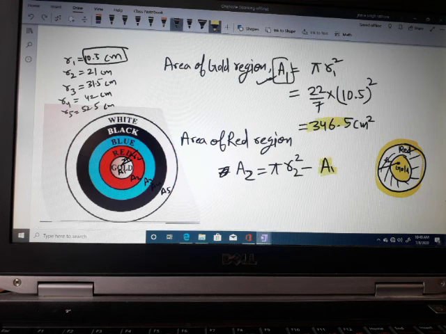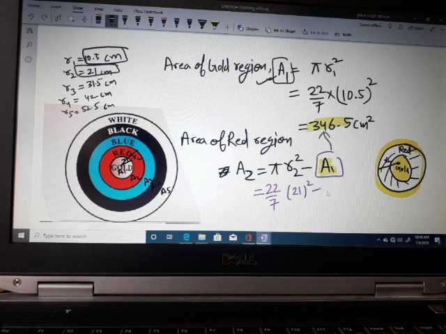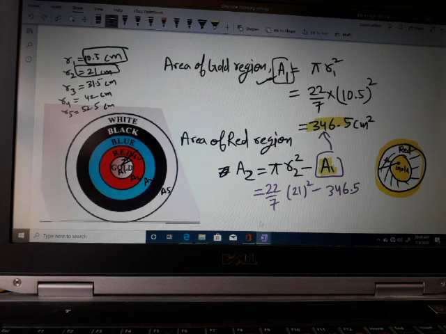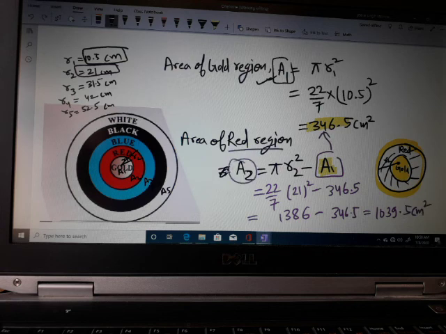Then you have to just put the values and you will get the answer easily. What is R2? R2 is 21 centimeter. Pi value is 22/7, R2 is 21 centimeter, minus A1. This area we have already calculated, so put this value, 346.5 centimeter. After solving, you will get 1386 minus 346.5. Finally, solving this, you will get the answer 1039.5 centimeter square. That is the area of the red region, A2.